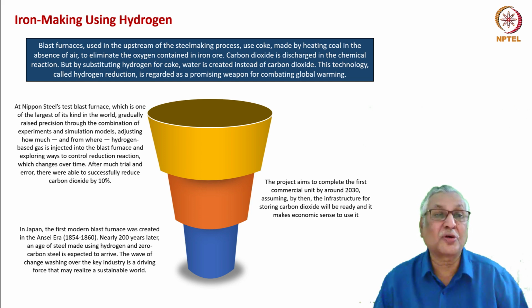And that is the path of progress using technology. This project aims to complete the first commercial unit by around 2030. And by that time, hopefully, the infrastructure for storing carbon dioxide and hydrogen will be ready completely, and it would make economic sense to use it.